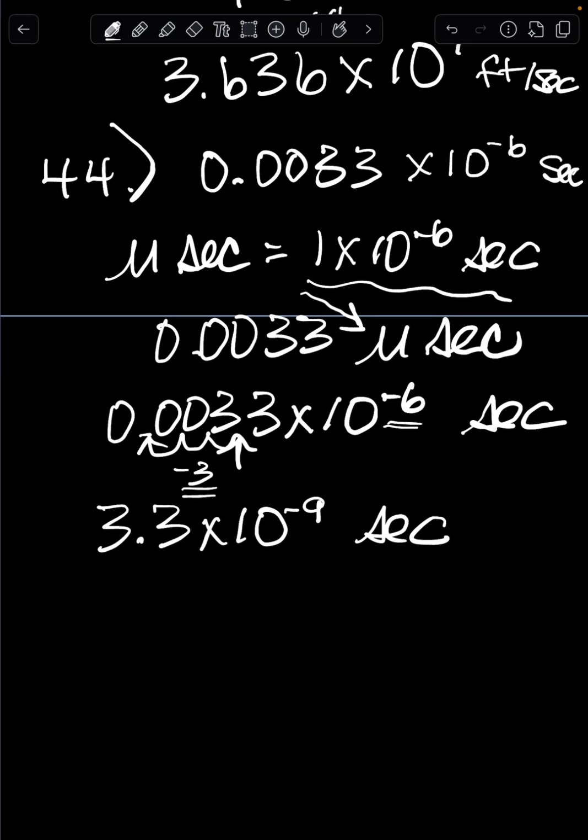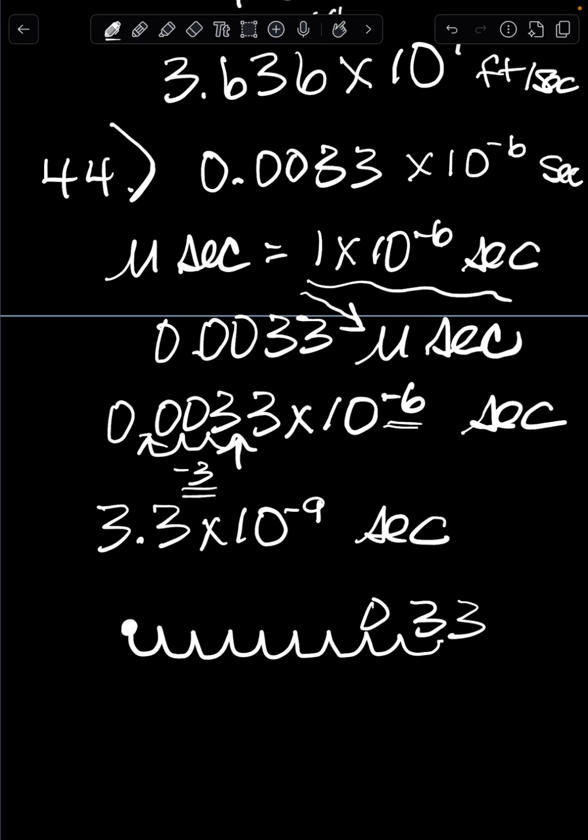Standard form, I'm going to put my 3 over here because I know it's going to be a really small decimal since it says -9. It was in between the 3 and the 3. I need to go -9. So 1, 2, 3, 4, 5, 6, 7, 8, 9. So that should be 8 zeros in front of the 3.